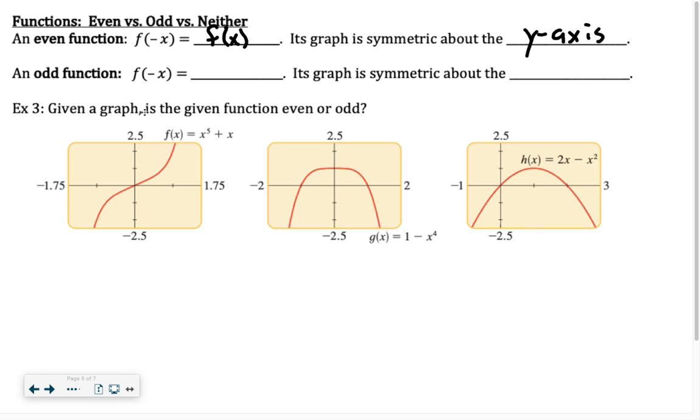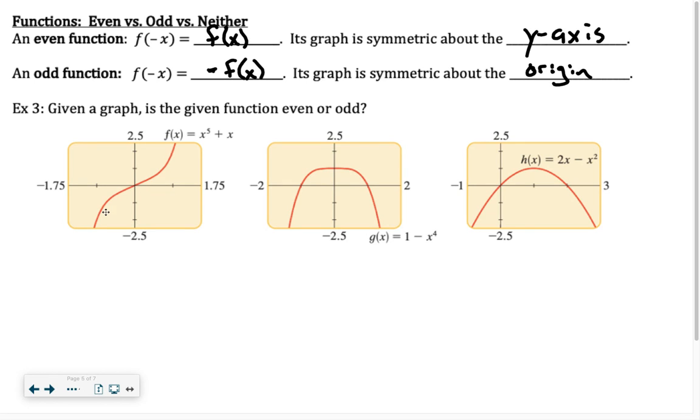Now, an odd function, we say if we plug in negative x, we get the exact opposite of what we started with. Every term in my function would have the opposite sign. And we'll look at what that means here in a second. An odd function is symmetric about the origin. So let's first look at this from a graphical perspective, and then we'll do an algebraic perspective.